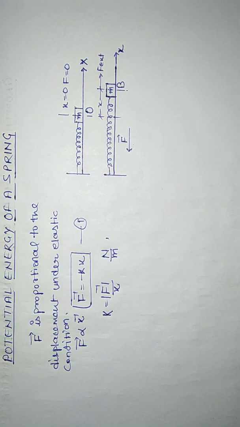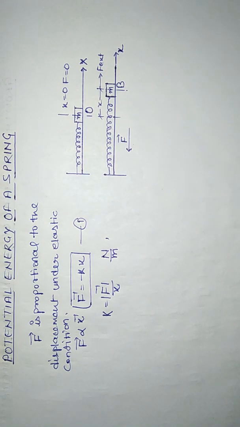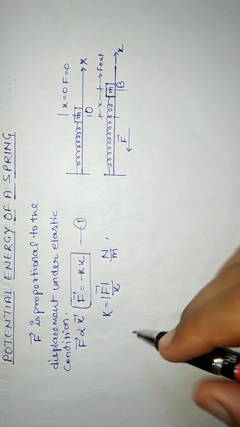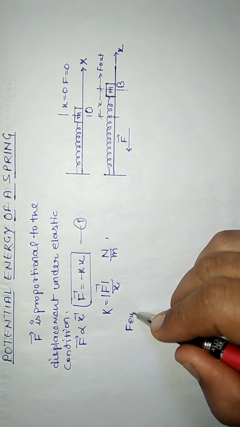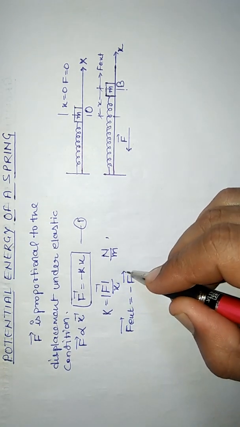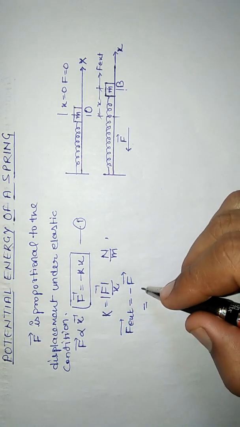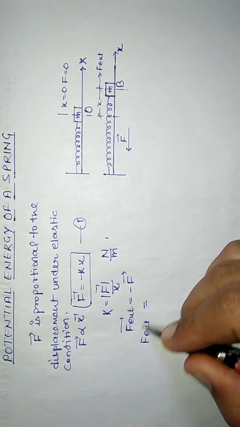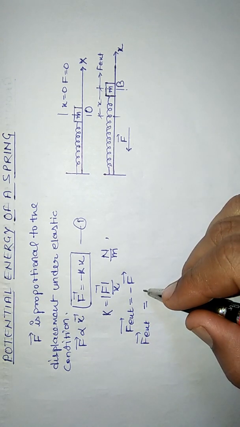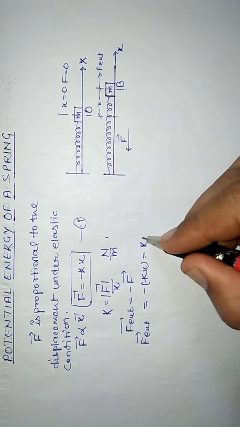Because the external force is equal to the restoring force and opposite in direction, F external is equal to minus of the restoring force. Now, on substituting the value from equation number 1, we get F external as minus of minus kx, which gives us kx.